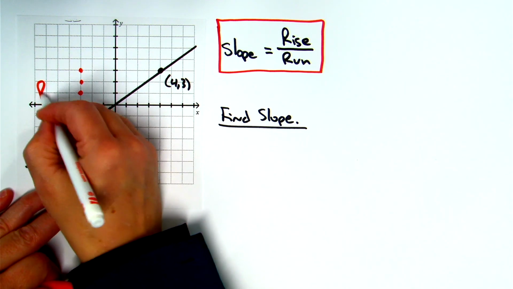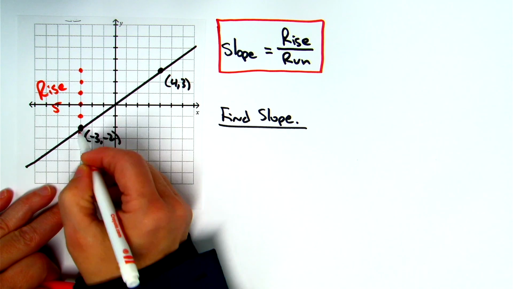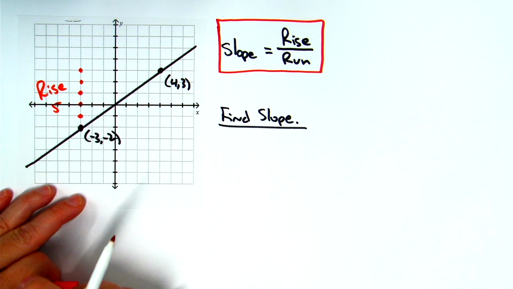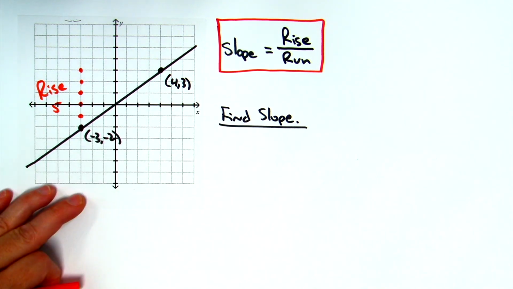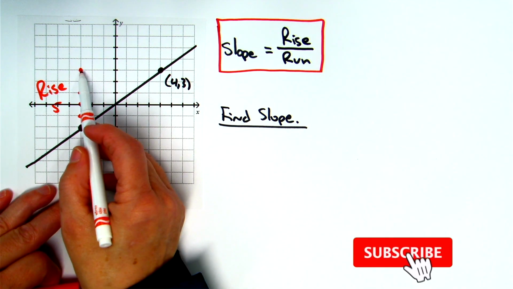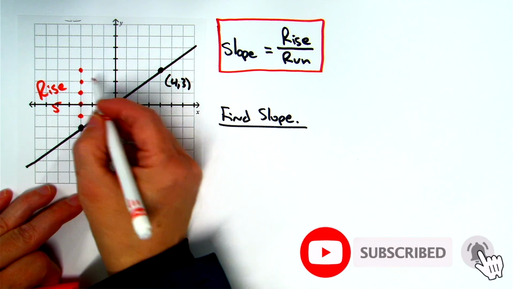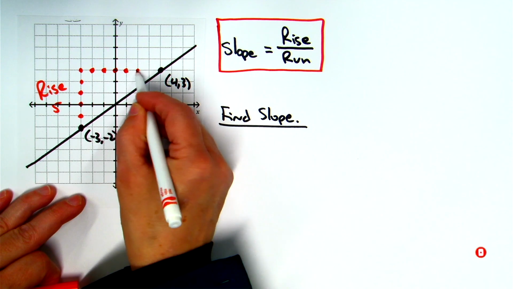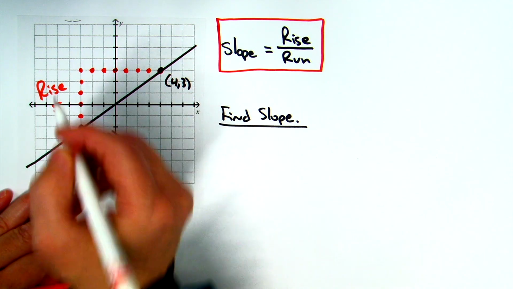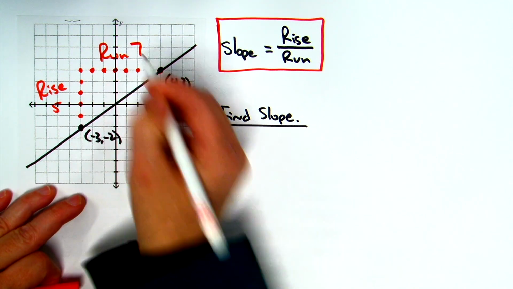So that's a rise of 5. It's literally positive because I went in an up direction. Up is positive. When I go to the right, that's a positive direction. So when I go to do the run, I can start counting 1, 2, 3, 4, 5, 6, 7. So I got a run of 7.